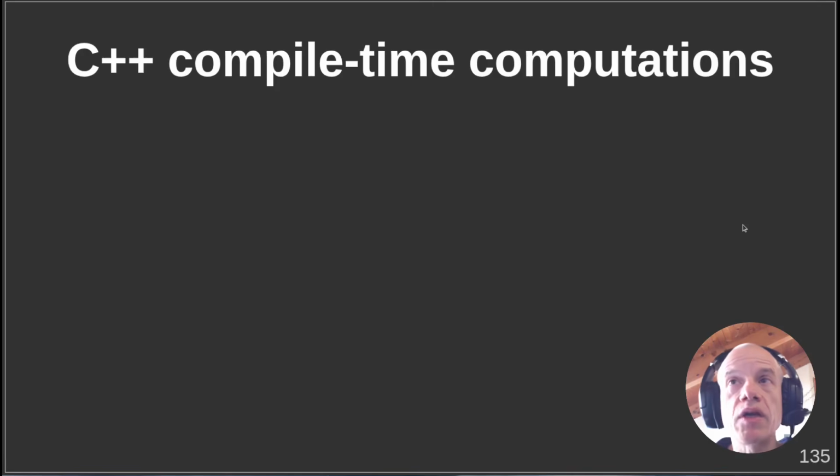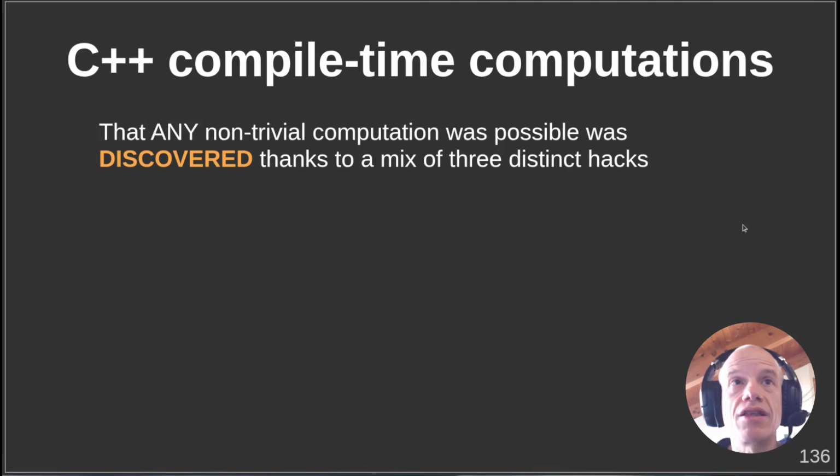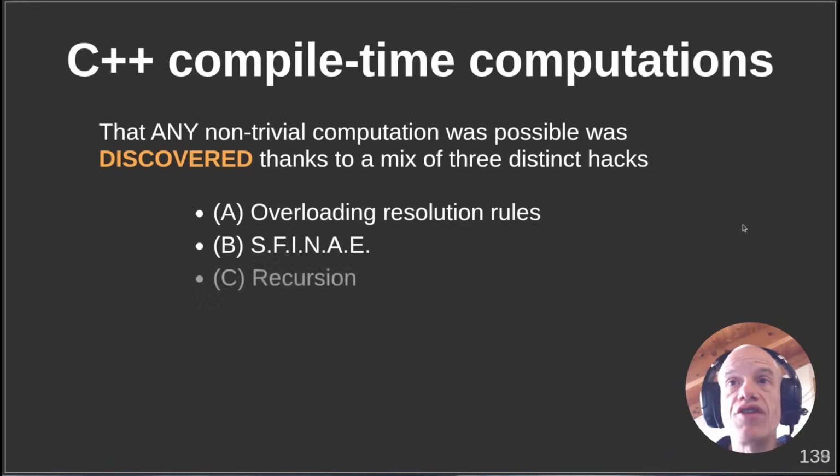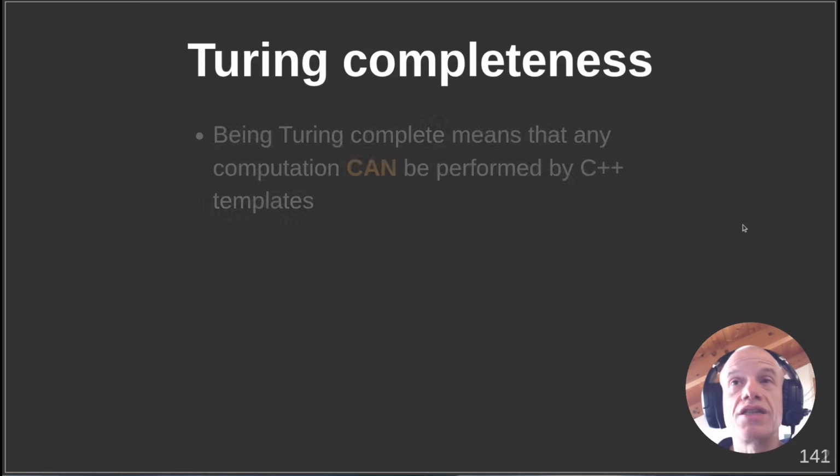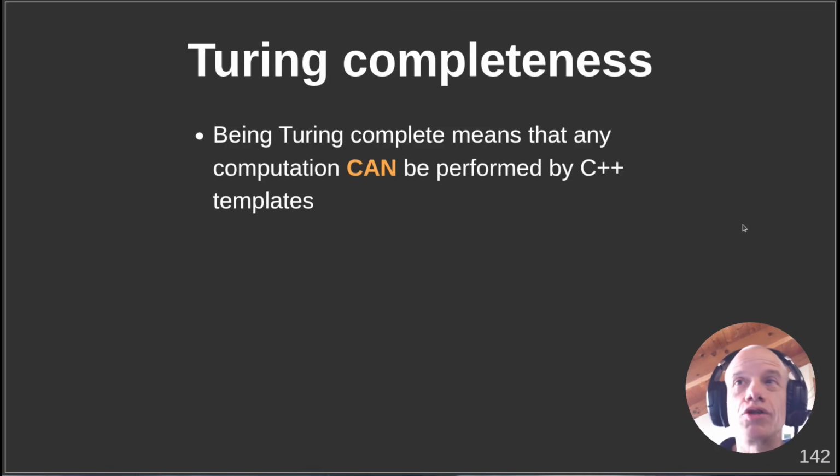And this computation is something that didn't happen by design originally. It was discovered that it was possible to do the computation because of three elements: like I said, overloading, specialization, and recursion. And all three together actually give you a Turing complete language. And Turing completeness means that you can compute anything that can be computed. So really you can do any computation. Turing complete means that any computation can be implemented using C++ templates.